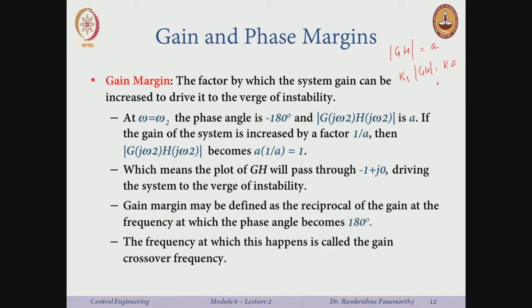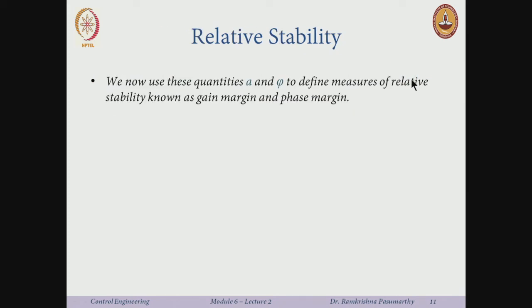And I ask, at what point does it reach 1? How much can I increase the gain factor? Well, if k1 is 1 over A, then g times h becomes 1. So, that means if the gain of the system is increased by a factor of 1 over A, this k1, I am just multiplying the gain. So, do not confuse that with addition here.